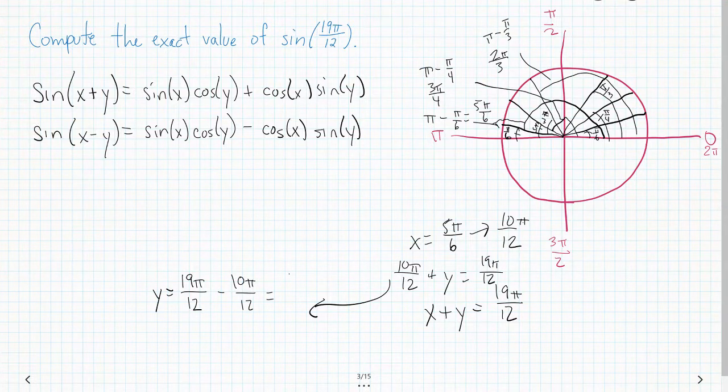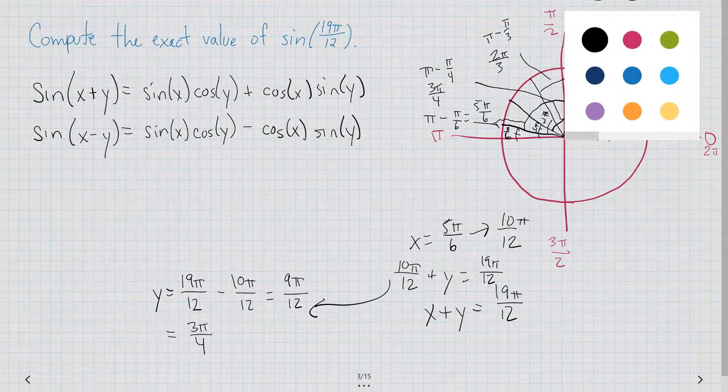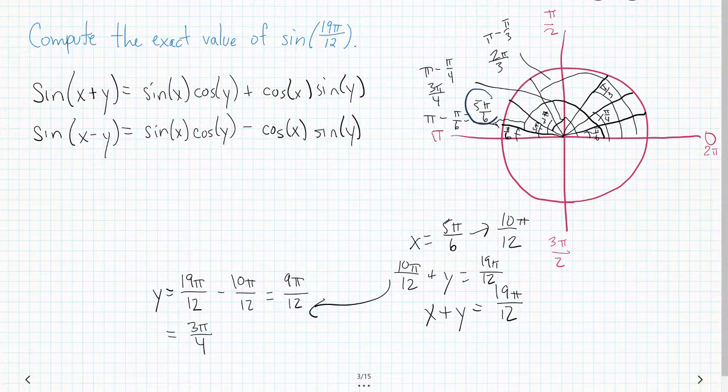Which is the same thing as 9 pi over 12, but that has a common factor of 3. And so this thing would equal 3 pi all over 4. Notice both of those angles appear up here. And so we're in really good shape because both of them, and let me circle this here so you can see, 5 pi over 6 is right there, and then the 3 pi over 4 is right there. And so both of those happen to occur in that quadrant.